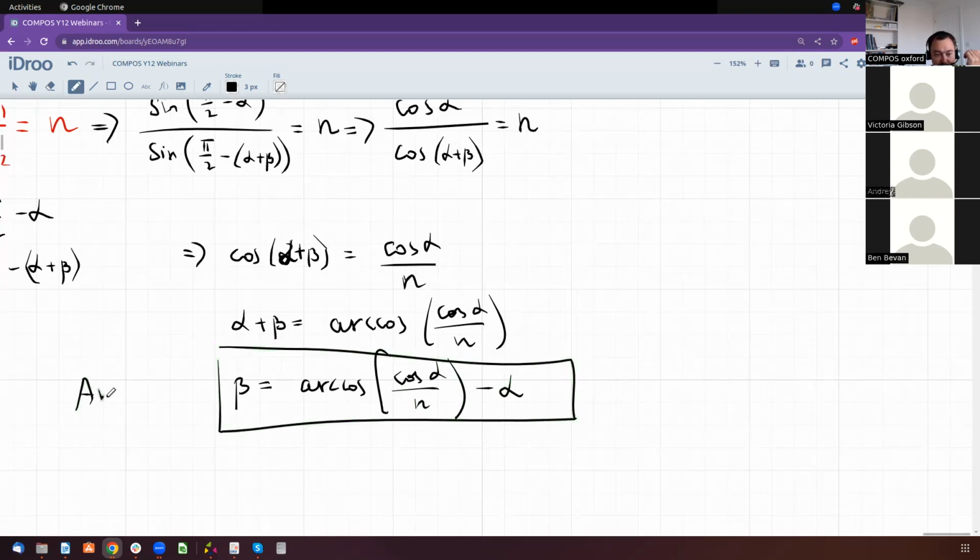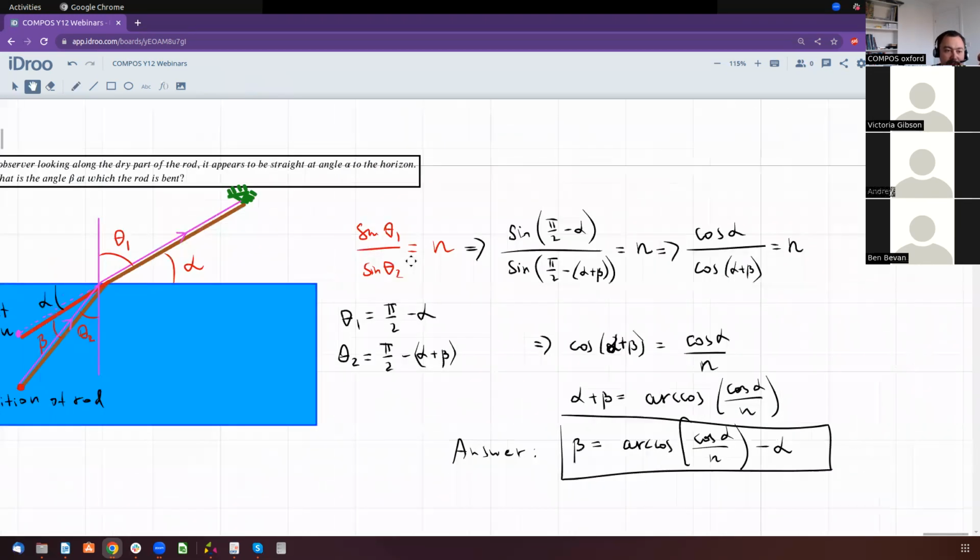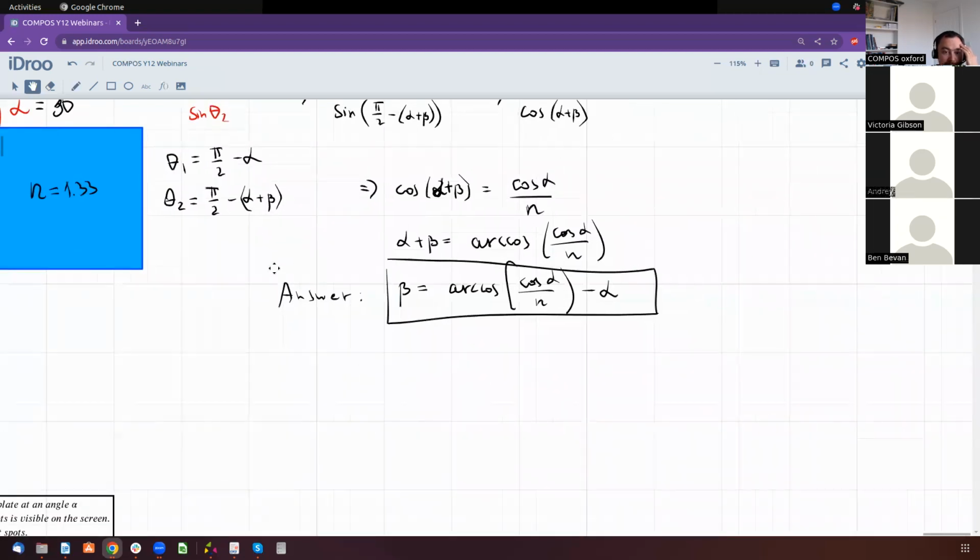This is the answer. I know it's quite unsettling. So let's just introduce some numbers. So let's say water, we know that water is 1.33. Pure water is 1.33. And alpha, let's say alpha is 30 degrees. So let's have a look.